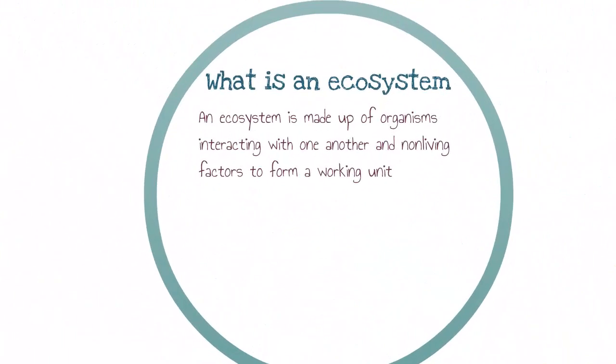So first off, we've got to get a basic definition of what an ecosystem is. An ecosystem is made up of organisms interacting with one another and non-living factors to form a working unit. So it's not just the things that are alive. A lot of people think of the most important things as being the living things, but really you have to have a balance of both. A basic non-living factor in an ecosystem would be oxygen for us. Without oxygen, we are not much of an ecosystem. We would not be able to survive.